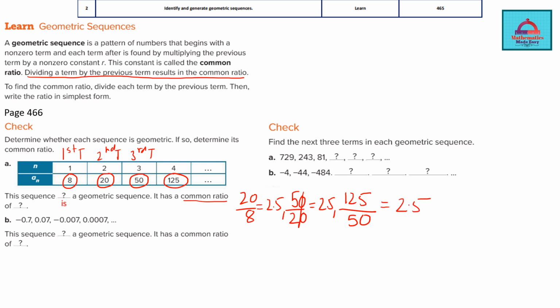So it has a common ratio. All the numbers when divided are giving the same number. So the common ratio is 2.5 and yes, it is a geometric sequence because it has a common ratio.